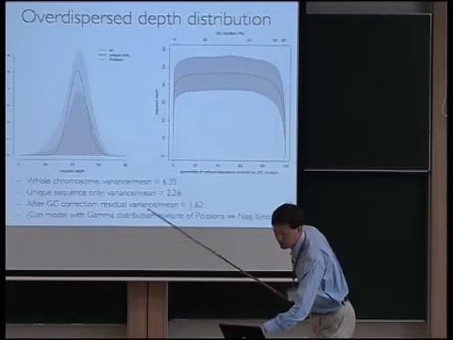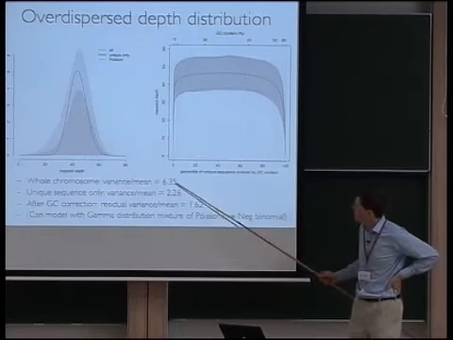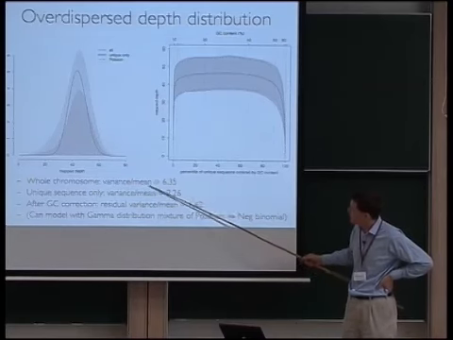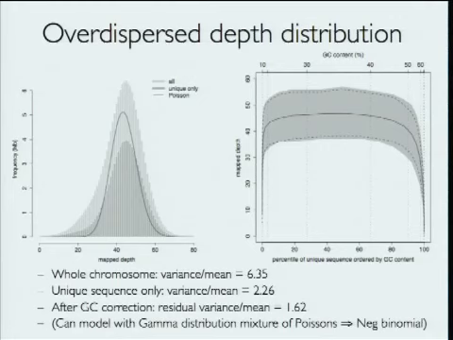So we can look at the sort of variance. If this was a true Poisson, the variance over the mean would be 1. For the whole chromosome, we get a variance over the mean of about 6. Unique sequence 2.2, and after GC correction, the sort of residual variance over the mean after compensating is about 1.6. About half of the excess variance is accounted for by GC correction.